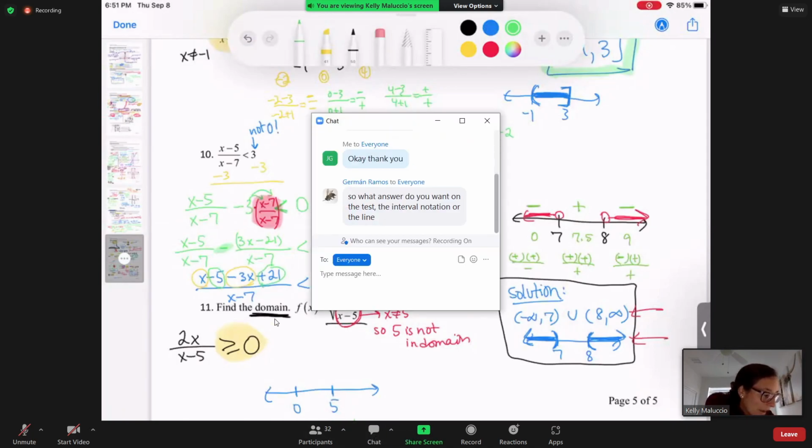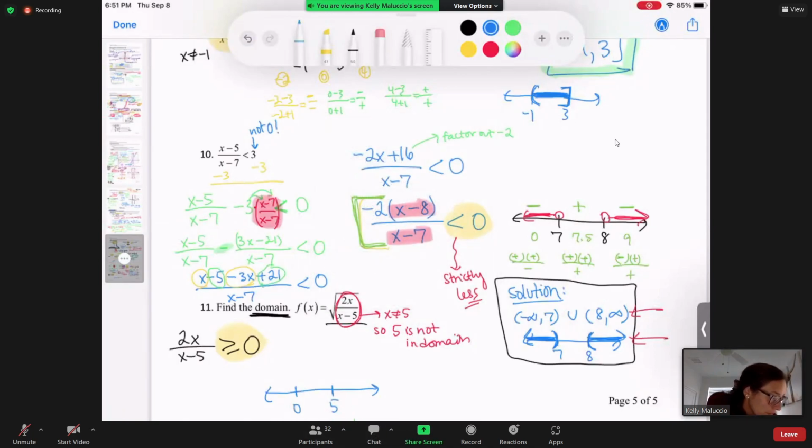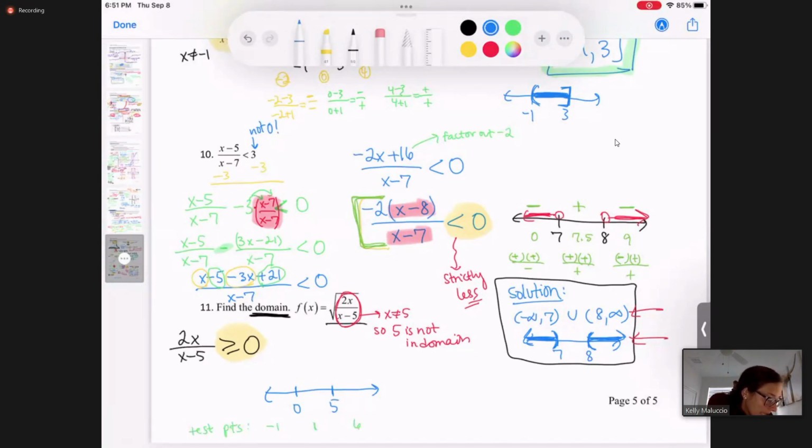And I won't write out as much detail here, but if I plugged in -1, I get a negative in the top and a negative in the bottom, which means I'm just positive, okay? If I plug in 1, I get positive in the top, but negative in the bottom, so I'm negative. And then if I plug in 6, I'm positive, that would be 12/1, so I'm positive everywhere.